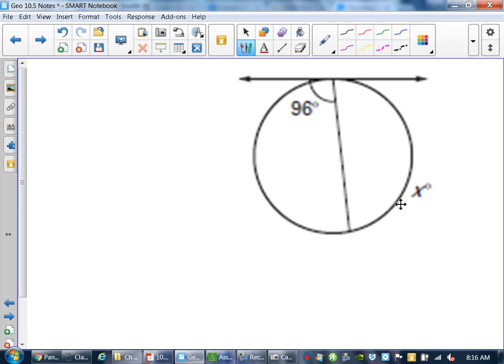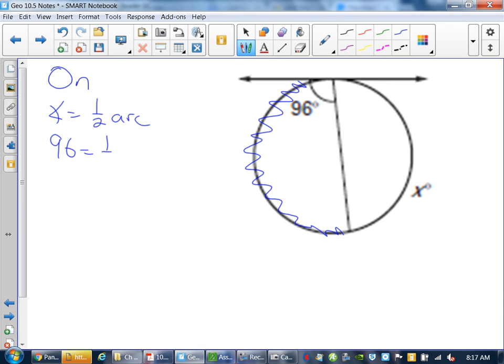There's actually two ways to go about solving this. Can't you do 180 minus 96 to get to the other side? Yes, that's one way. But the first way I'm going to do it is the on method. Then I'll go back to that one. The angle being on means that the angle is going to be half of that arc that it hits. So the on means that angle equals half of the arc. Well, 96 is my angle, half of that arc, which means, again, what do you do to get rid of the fraction? Double 96 and you get what?